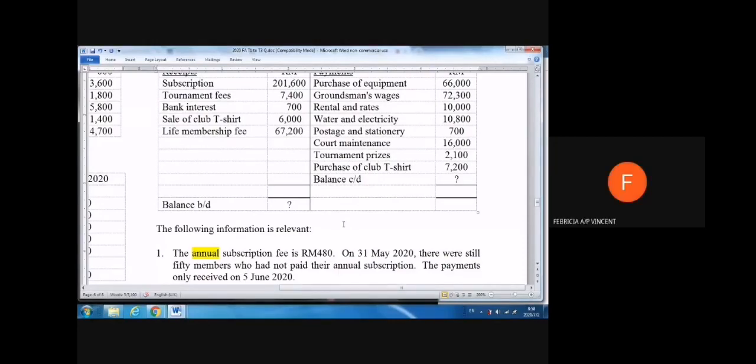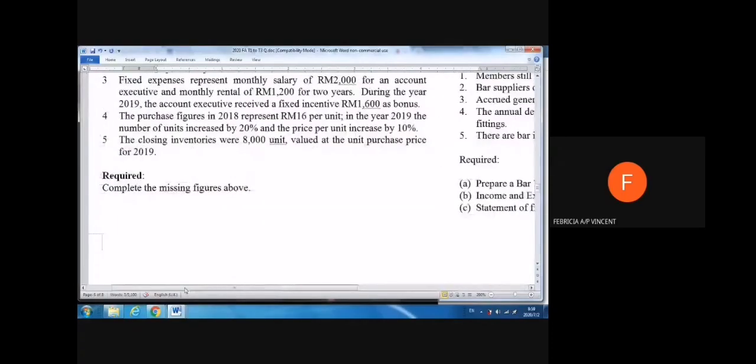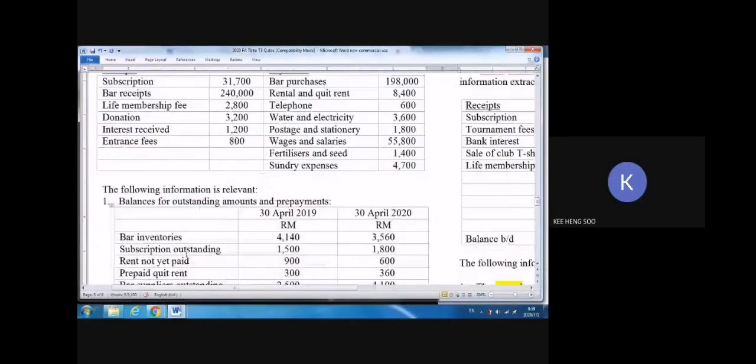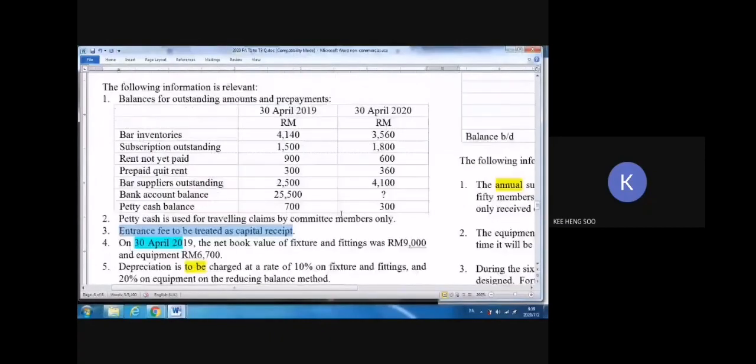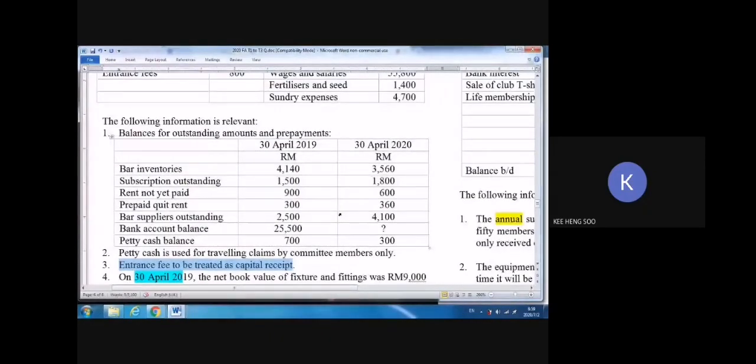Another one, sir. Tutorial 2, question 6, right? The entrance fee is to be treated as a capital receipt. Yes, this one is a capital receipt. Entrance fee to be treated as a capital receipt. That means it's not income.